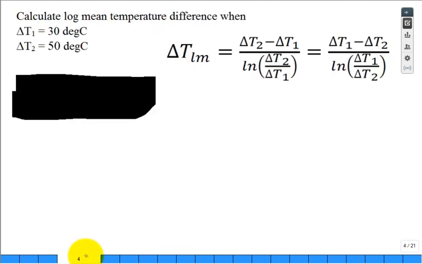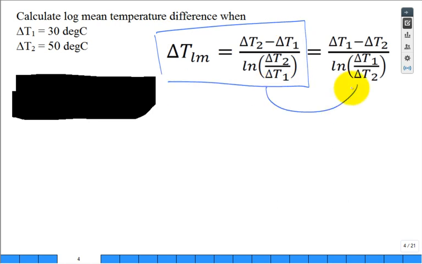I want you to take this equation, or should I have written it that way? Which one is correct? Is side A correct, or B correct, or both correct? Both are correct, right. There's a relationship that the natural log of 1 over A is equal to minus the natural log of A. Do you remember that one? Yeah. So that's what's used between these two right here and here.